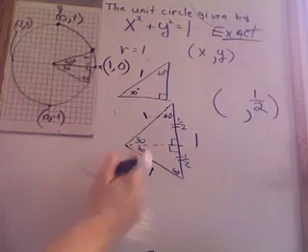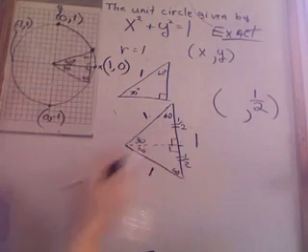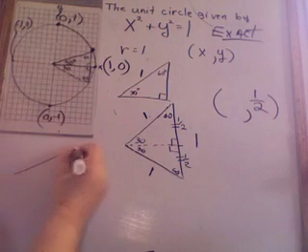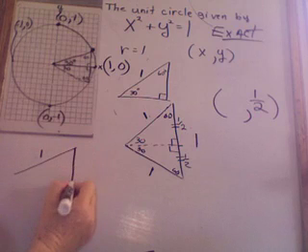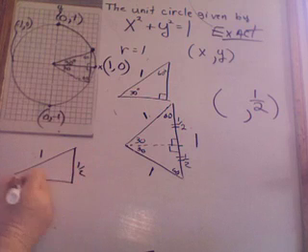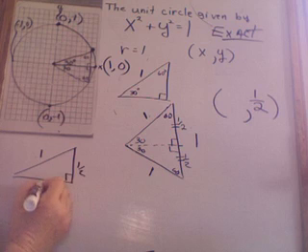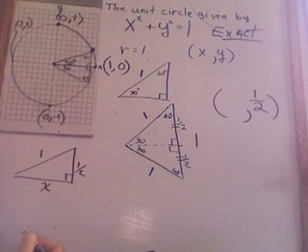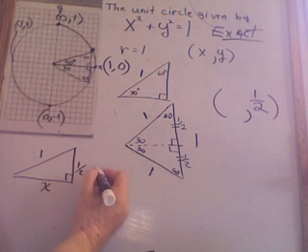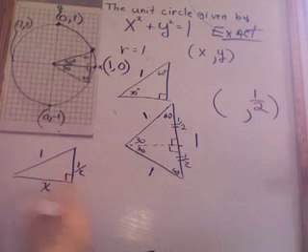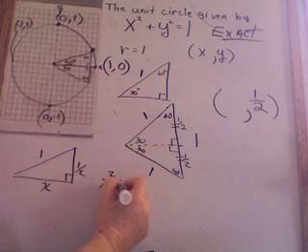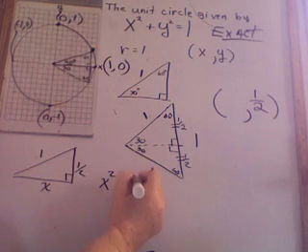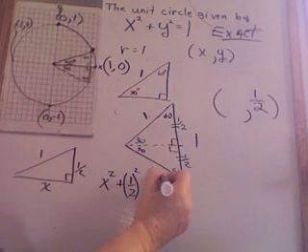Now, how can I figure this part out? Well, let's think of that triangle. I've got 1 here. I've got a half here. I know that's a 90. I don't know this. Do you know an equation we could use? A squared plus b squared equals c squared. So x squared plus a half squared equals 1 squared.